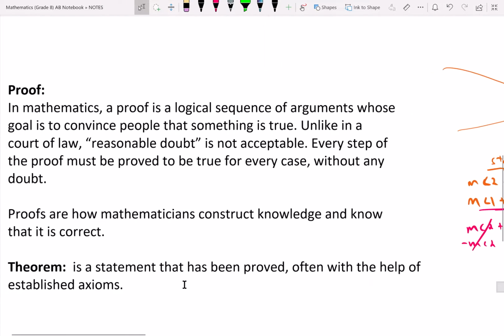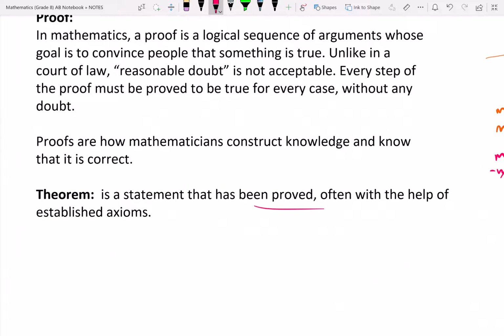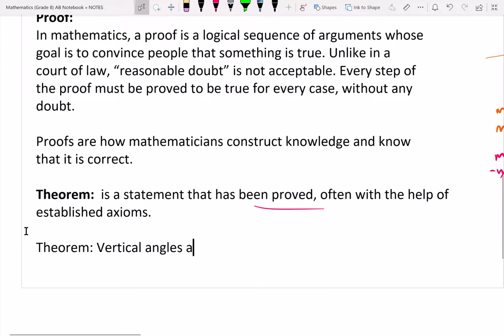And so that's what a theorem is. A theorem is a statement that has been proved or proven, often with the help of an established axiom. So here's the theorem we just did. Vertical angles are congruent, meaning they have the same measure. And we just proved that one together.